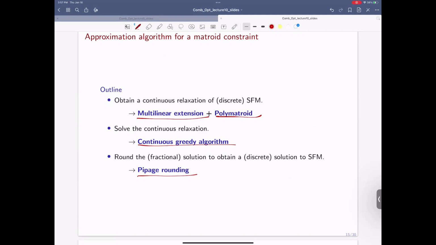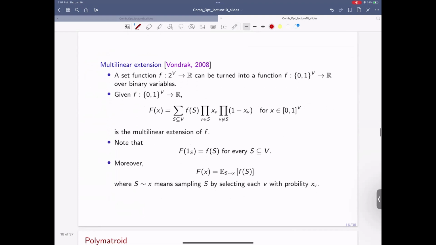Any question? So I'm going to explain one by one. So what is the multilinear extension?